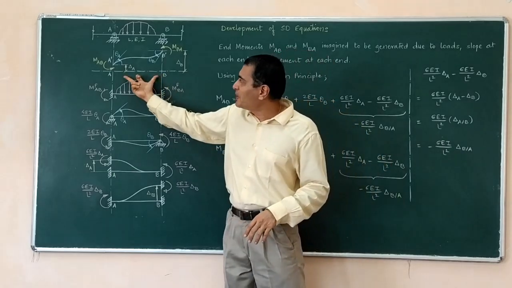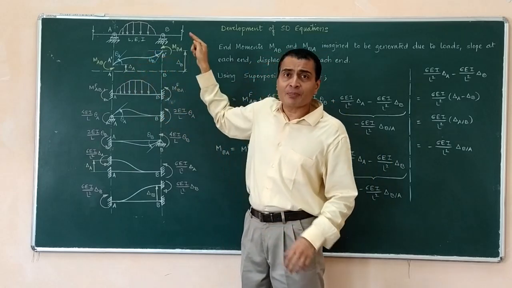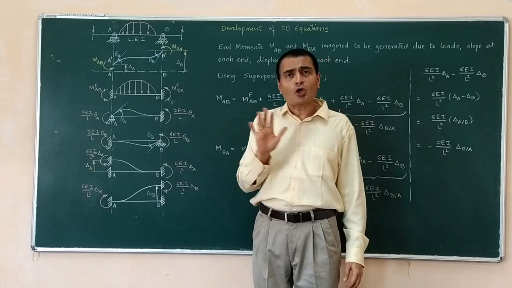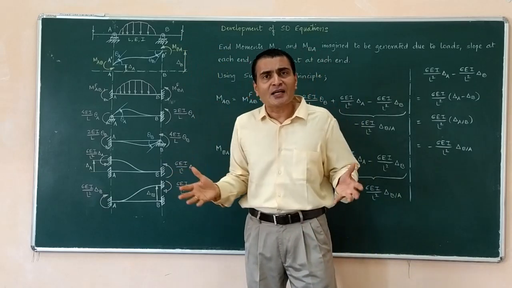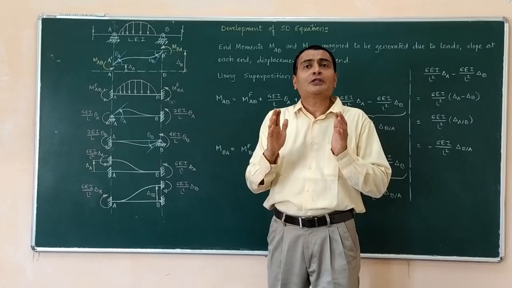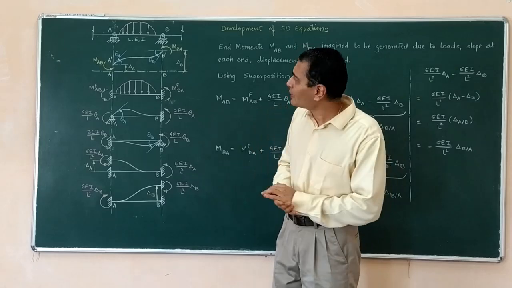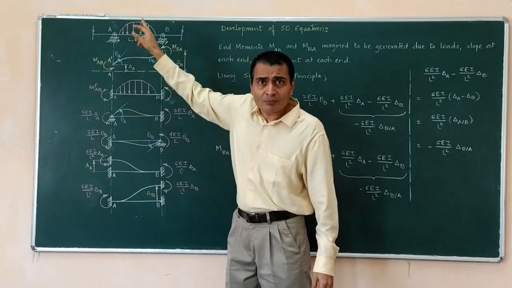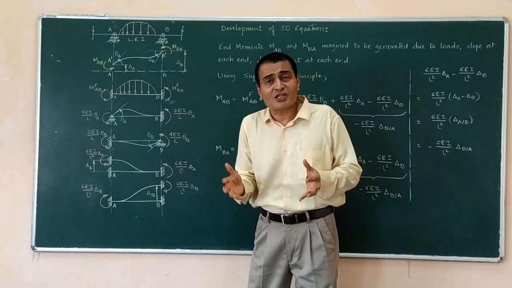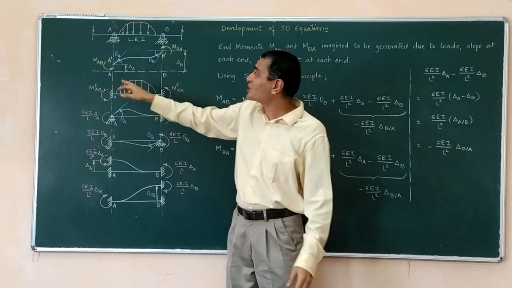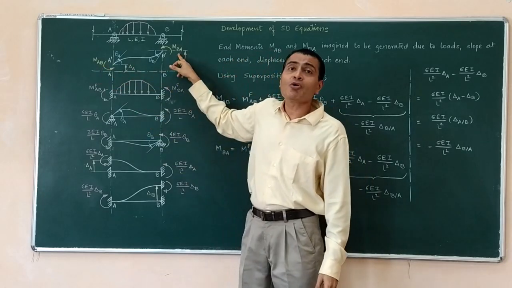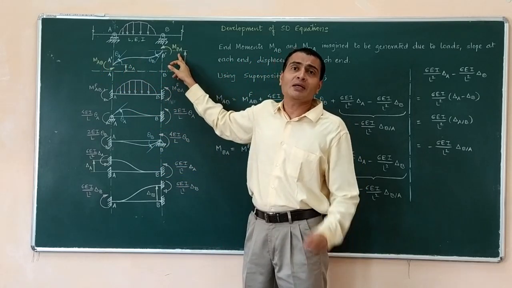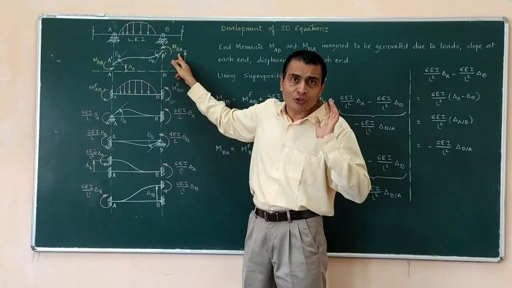So our AB becomes A prime, B prime. Practically, of course, such large deformations are not observed. This is an exaggerated diagram just for the sake of theoretical discussion. Because of slopes, because of deflections and because of loading, there are generated end moments M of AB and M of BA, again both assumed to be anti-clockwise, that is positive.